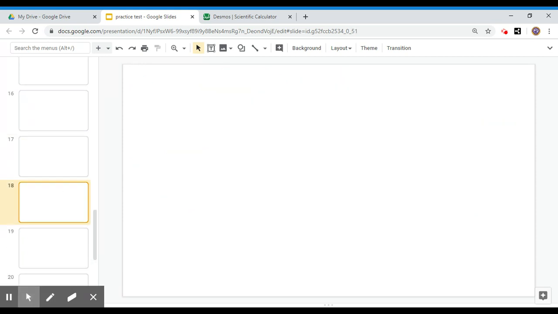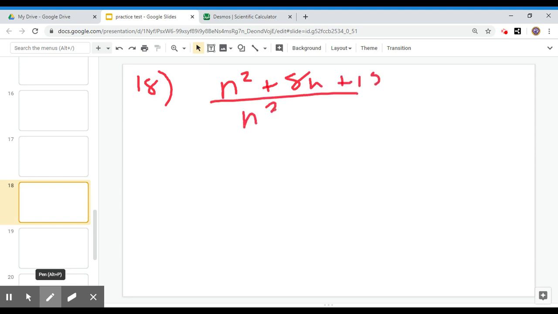All right, so we're on 18 now. So for 18, I see a trinomial again in the numerator, and I see a difference of 2 squares in the denominator. So let's factor the numerator. So what adds to 8 that multiplies to 15? That would be 3 and 5. So n plus 3, n plus 5.